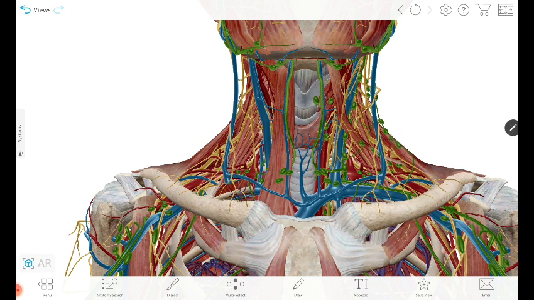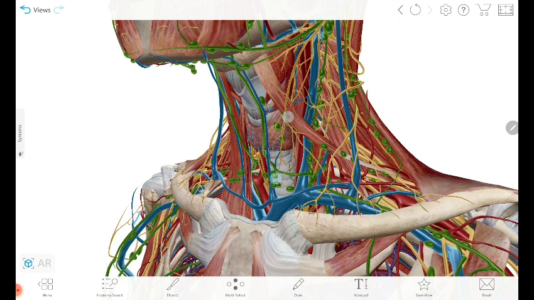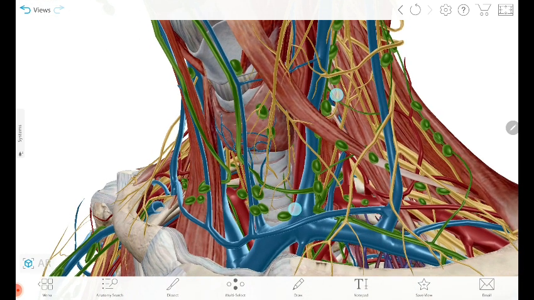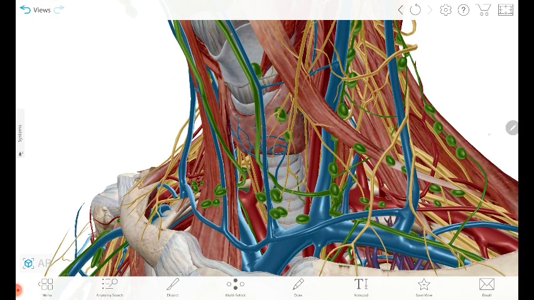Now, if I rotate the model laterally, we can see that the thyroid gland is enclosing the trachea. So this here is the trachea, and behind that is the esophagus. So the medial boundary of the thyroid gland is being formed by the trachea anteriorly and the esophagus posteriorly. And also there is one nerve, the vagus nerve.